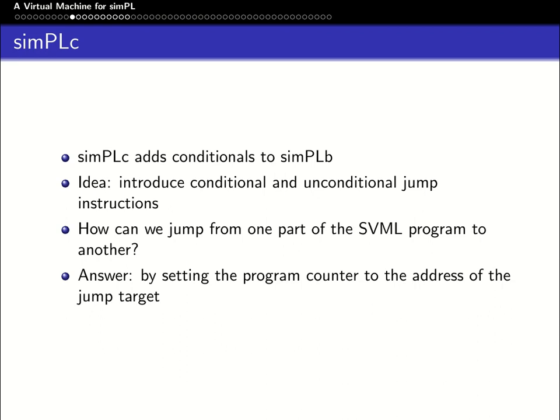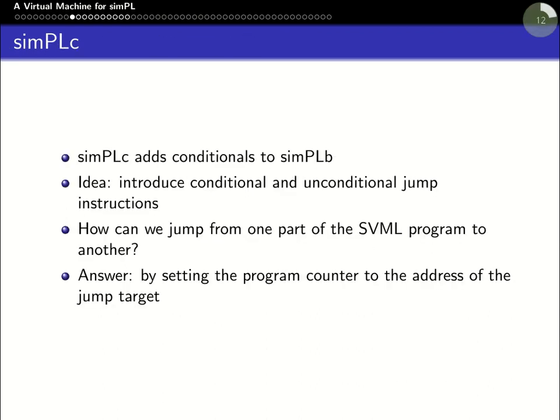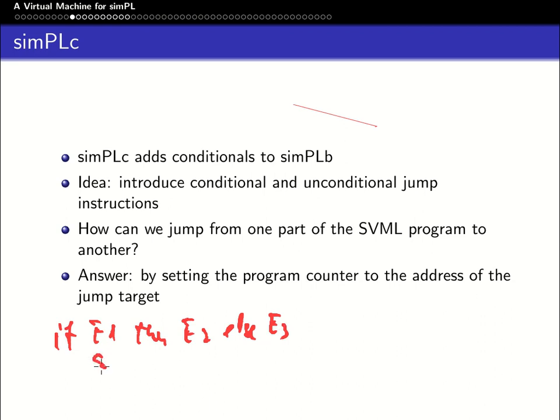So how can we do this? Well, we would have to follow the compositionality that we had before. I'm going to have something along the lines of if expression 1, then expression 2, else expression 3. And then this E1 translates into S1, this E2 translates into S2, this E3 translates into S3. And with these S1, S2, S3, I have to somehow make this entire construct work.